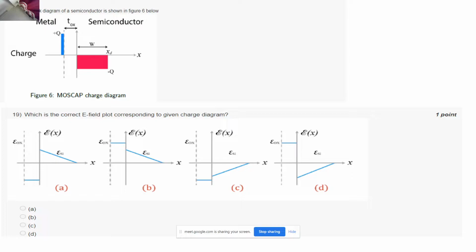This is a very easy problem. You can easily solve it from the lecture material as well. What has been given is the diagram of the MOS capacitor, the charge density diagram, and what has been asked is to choose which of the following is the correct E-field plot for the given charge diagram. Can any one of you unmute yourself and tell me which of these four options is the correct E-field plot for the given charge density diagram?